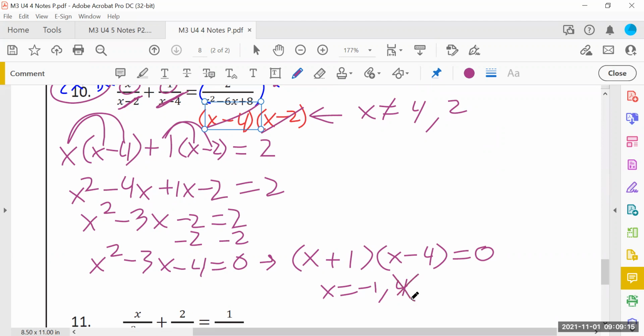On the test, I may even ask you to label the extraneous solutions, not just cross them out, but say specifically, this was an extraneous solution. This one, though, is perfectly fine. That's my answer. So is everybody feeling okay with section 4 that we did last week?